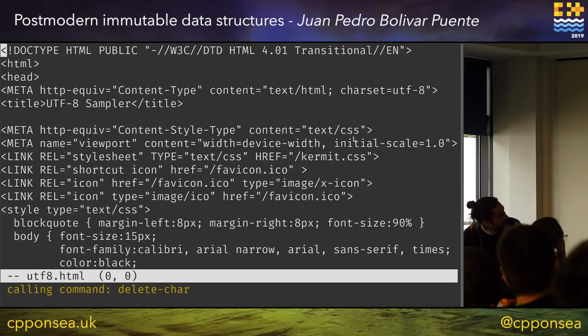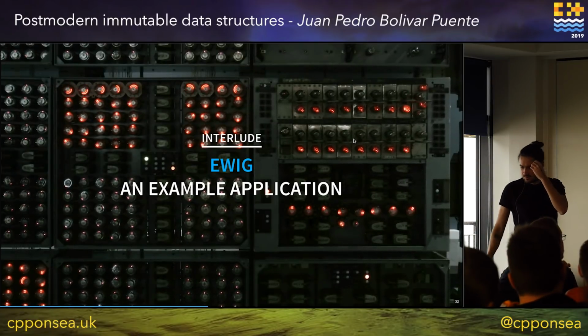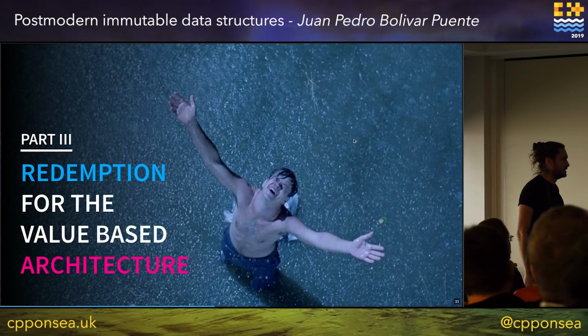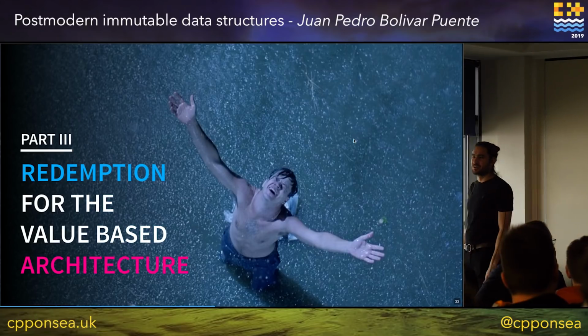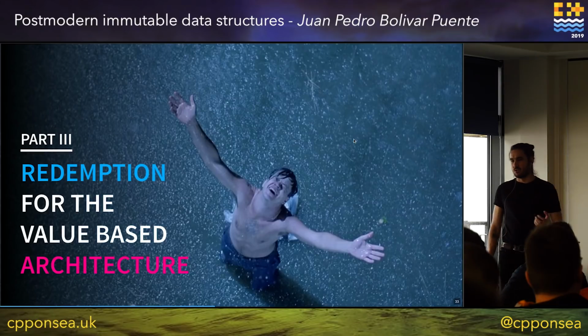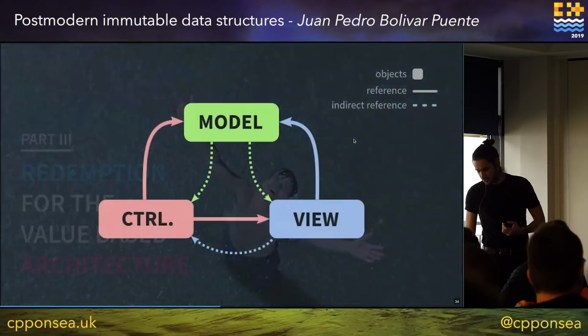Okay. So now we see that this works. Now we're getting into part 3, redemption for the value-based architecture. Right? We're going to see how this text editor finally implements the value-based architecture in the way we wanted to do in the beginning, using this data structure.